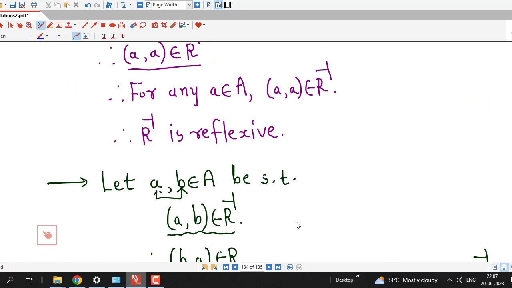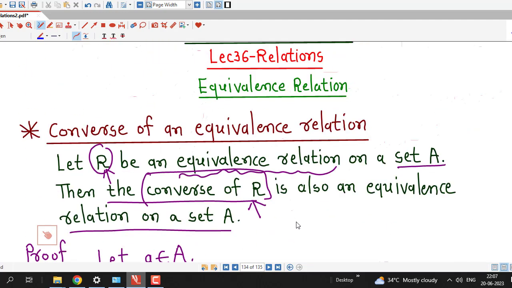So this is very easy to prove that the converse of an equivalence relation, another name is inverse of an equivalence relation, is also an equivalence relation on a given set A.